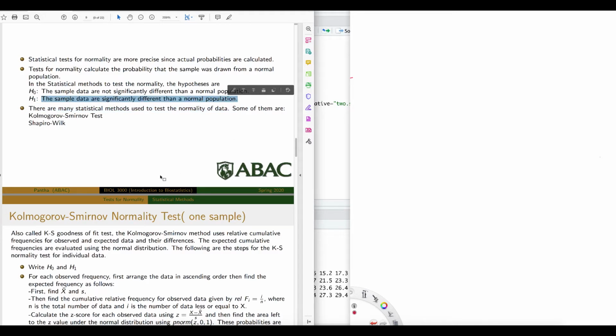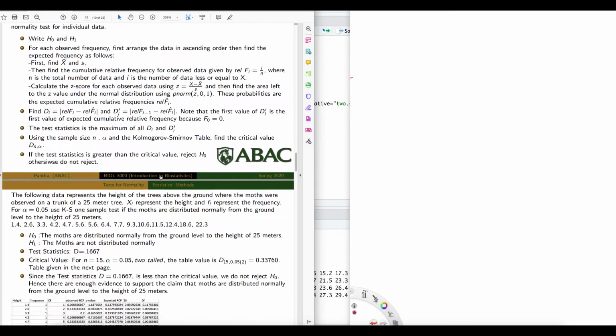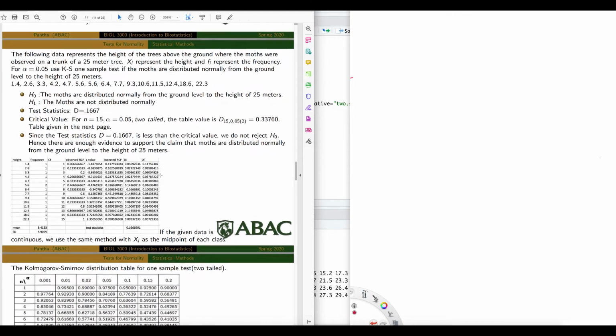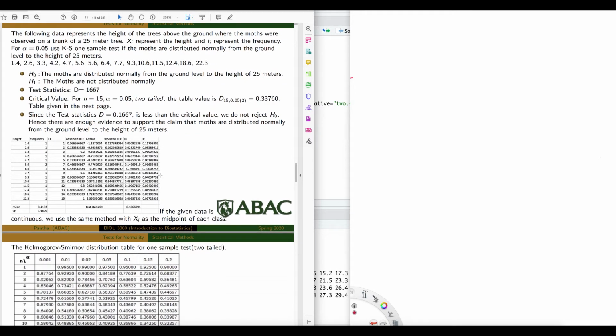So that means the data are not normal if you reject. All right, so let us see an example, then you will see all the steps in this example. The following data represents the height of the trees above the ground where the moths were observed on a trunk of 25 meter tree. Xi represents the height and fi represents the frequency.